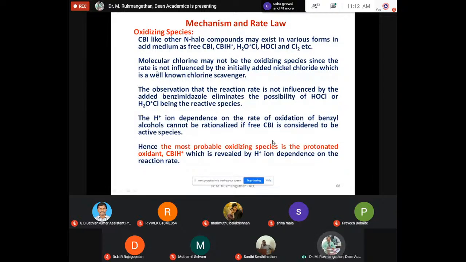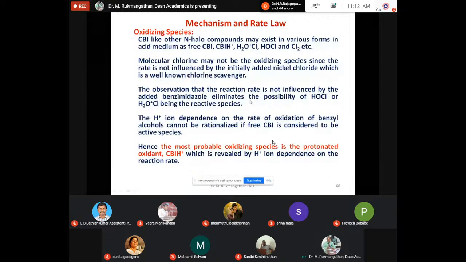When we add nickel chloride to our reaction mixture and the kinetic run is carried out, the reaction rate is not altered. From that, we can rule out molecular chlorine as the oxidizing species. When nickel chloride is added, if the reaction rate is altered, there may be the possibility of the participation of molecular chlorine as the oxidizing species. But in our case, the addition of nickel chloride has no effect, so molecular chlorine can be ruled out. It is not considered.